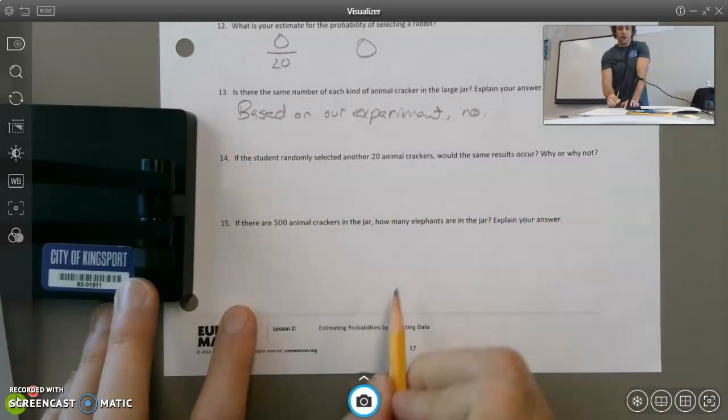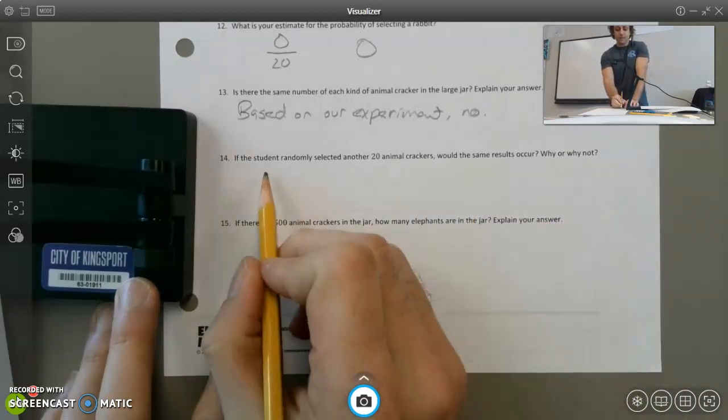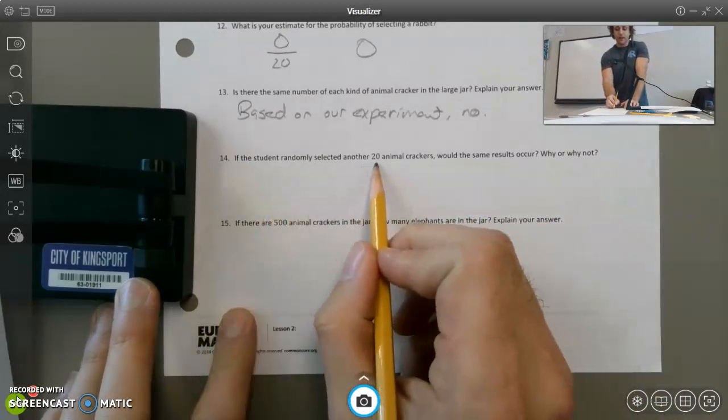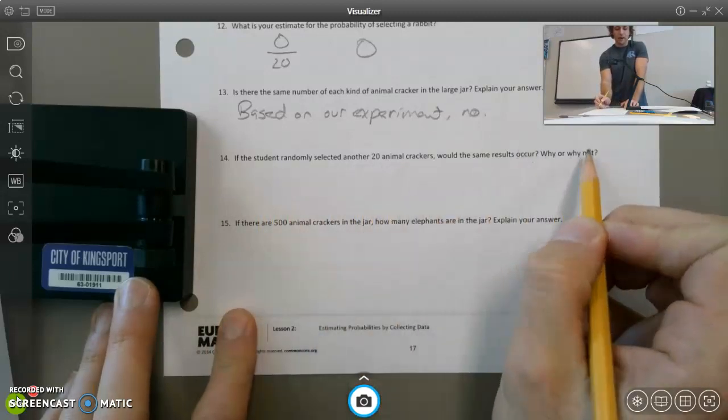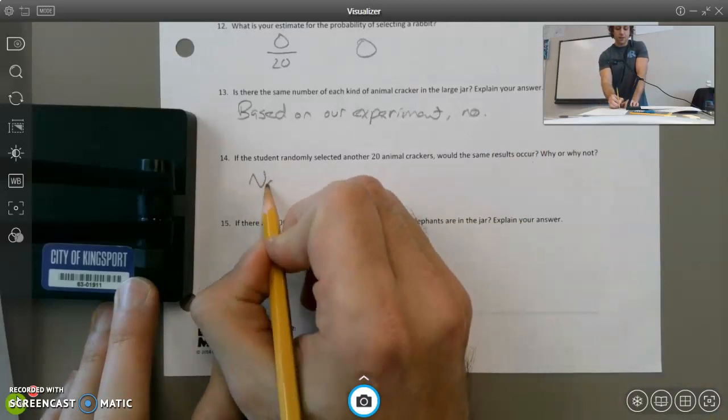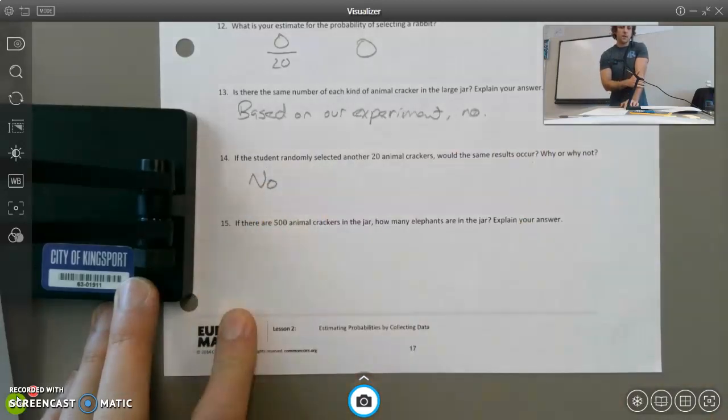So there's probably not. If a student randomly selected another 20 animal crackers, would the same results occur? Why or why not? The answer to that question is also no. They picked 20 crackers out of a bag that might have hundreds in it. So if you picked a whole other 20, what is the likelihood that those 20 would be exactly the same? It would be very unlikely.